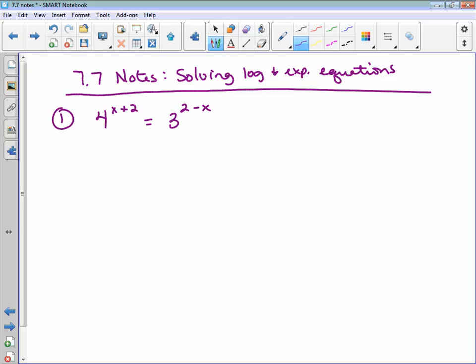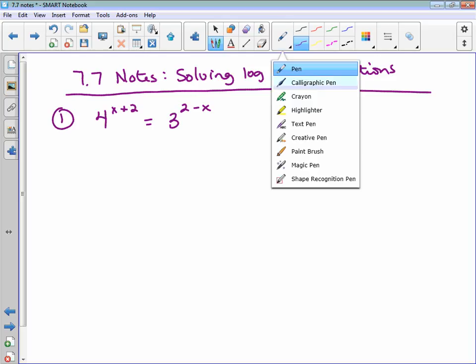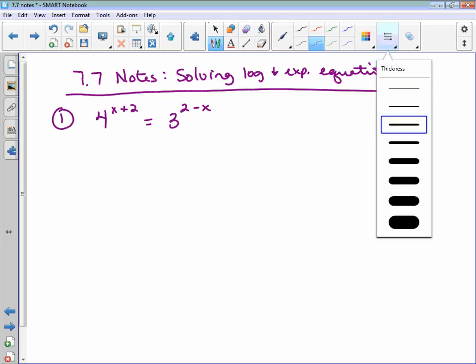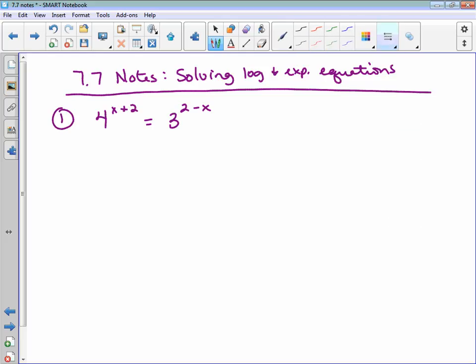Alright guys, so the first one here, you're given 4 to the x plus 2 equals 3 to the 2 minus x. So guys, if you just look at that, there's not a way to make the 3 and the 4 the same base, right? If we didn't have logs, you would not be able to solve this equation other than graphically. We need logarithms so that we can solve equations where the variable is in the exponent, okay?